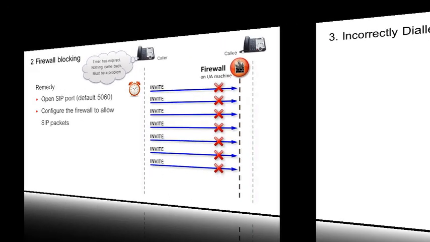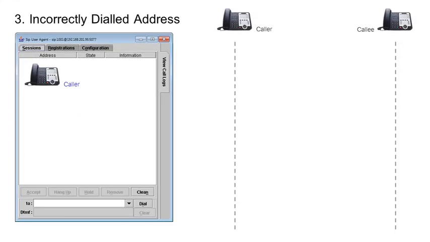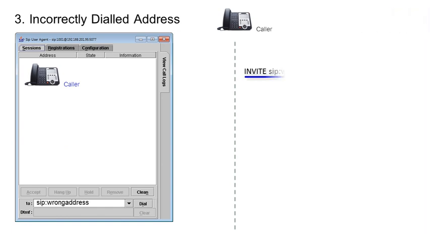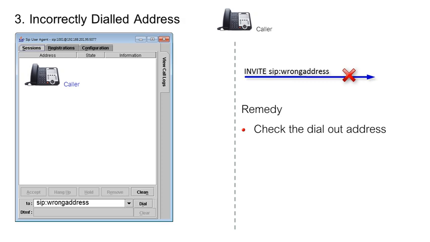Some problems could be down to user error. If the user dials a non-existent address and there's no SIP device to receive the request and respond, the request will be retransmitted. The remedy, of course, is to ensure the correct address is dialed. Now, in real-life networks, it's more likely that a midway SIP server will return an error response, explaining that the dialed number couldn't be found.